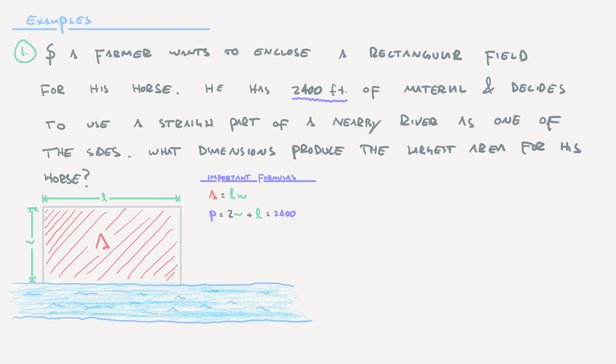All right, well, from this formula, what I can do is I can actually solve for L. All I'd need to do is subtract 2W from both sides. And now look, we have L in terms of W. So what I can do is I can take that formula for L and plug it into the area formula for L, which means that our area formula now is only in terms of W.